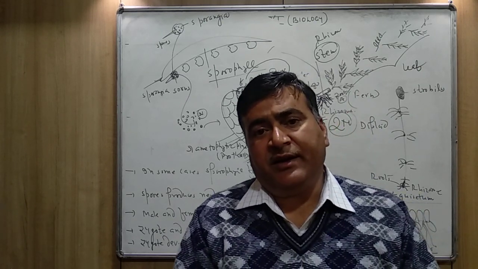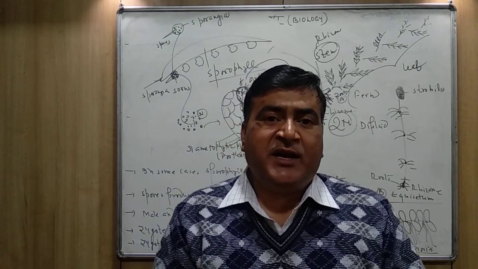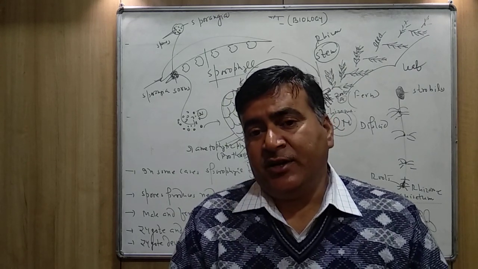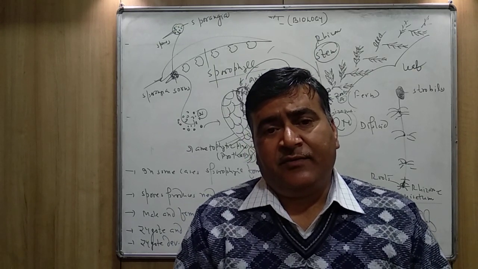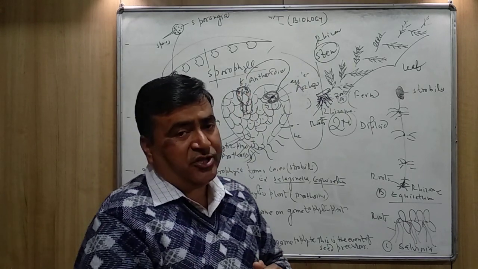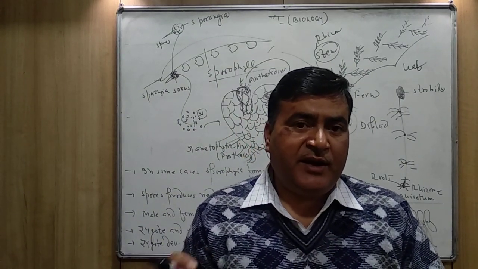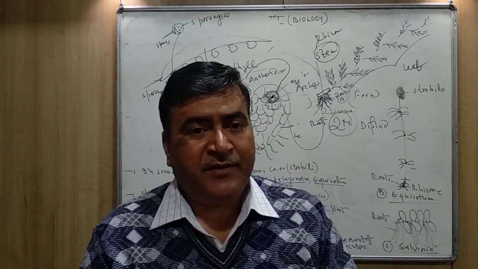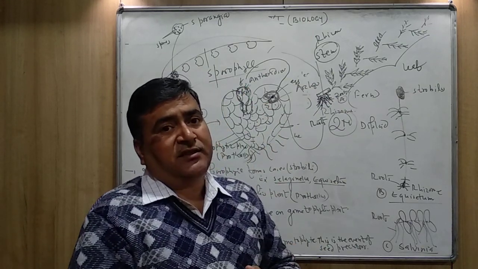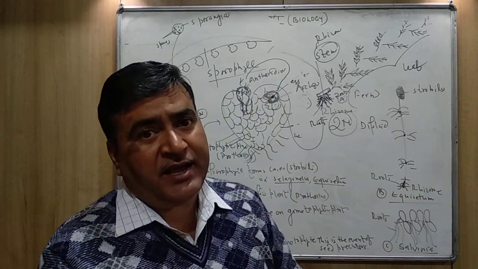This gametophytic plant develops later on. This is thalloid in nature. This gametophytic plant is known as prothallus. Later on, this prothallus produces two sex organs, male and female. The male sex organ is called antheridium and the female sex organ is called archegonium. The antheridium and archegonium are both embedded on the prothallus. The antheridium produces the male gametes, antherozoids, while the archegonium produces the egg.